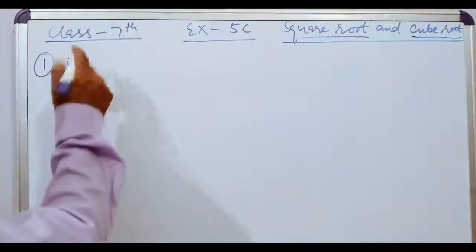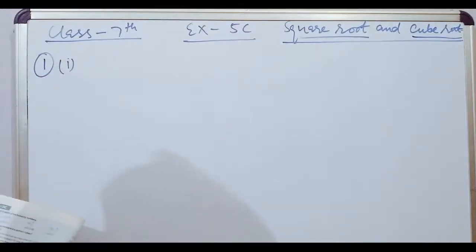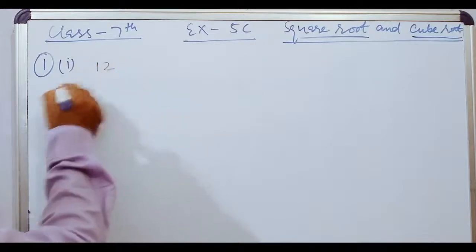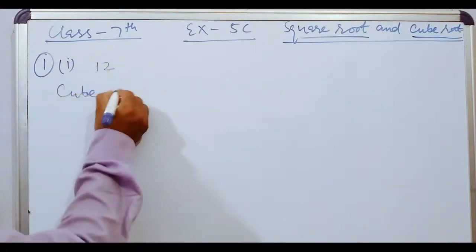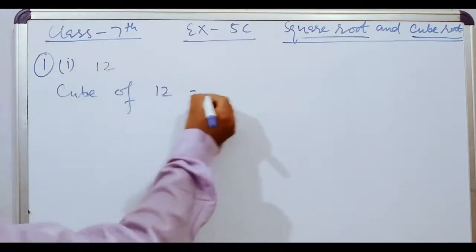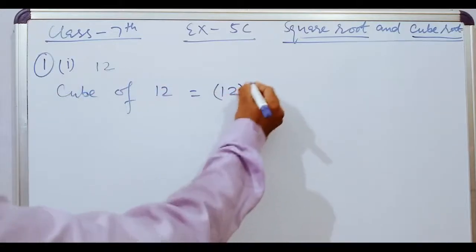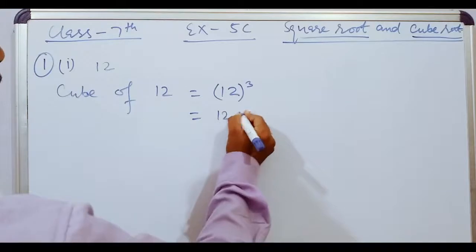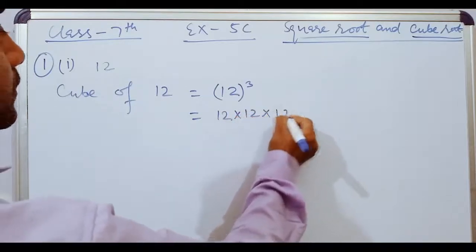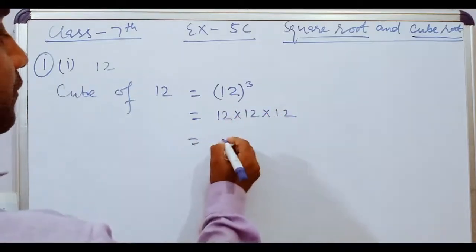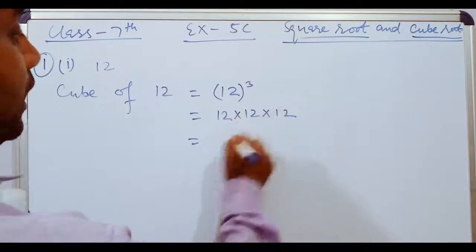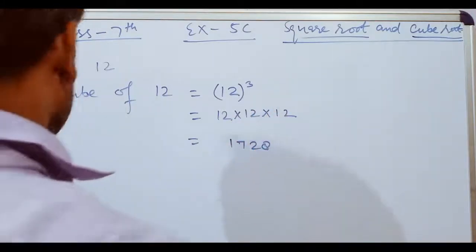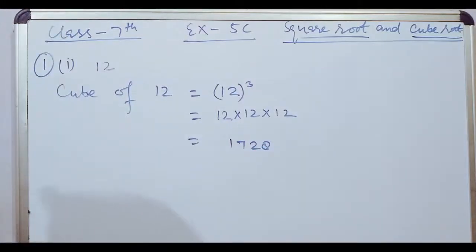Okay, 1. Find the cube of each of the following numbers. First, 12. Cube of 12 equal to 12 to the power 3. 12 into 12 into 12. 12 12s are 144 and 144 12s are 1728. This is the cube of 12.